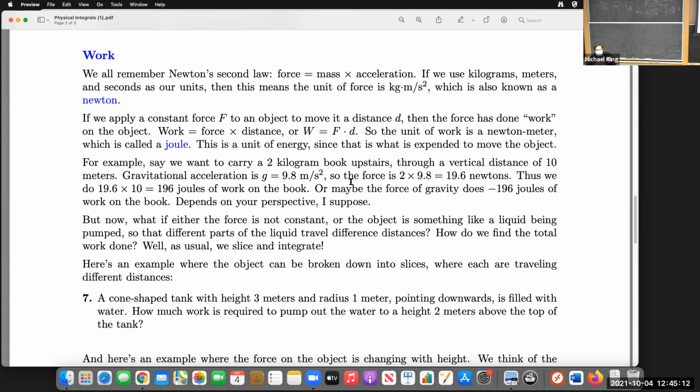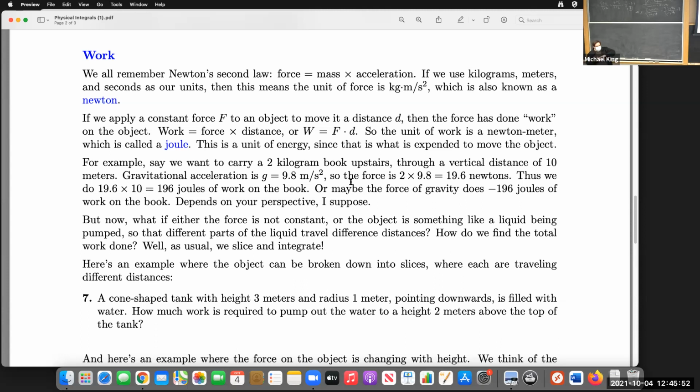And so you're going to need to figure out the work done on each little subinterval of height that you're gaining, because it'll be a different force. Using Newton's law of gravitation, the force will get weaker as you get farther away from the center of the Earth. Or you can have something like this first example, which is a bit contrived: a cone-shaped tank full of water, and you want to pump the water out of the tank. It has to go above the rim, actually, I said here in number 7, to a height 2 meters above the top of the tank.